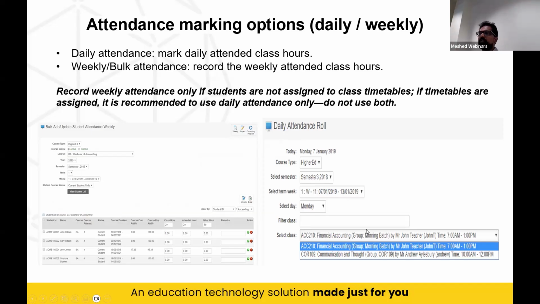You mark the attendance for the time the student has attended the class. And there's one more way of recording the attendance, which is the bulk attendance. For bulk attendance for a particular week, as per compliance requirements, every student has to attend 20 hours of class. So you can record the attendance in bulk for the whole week, and then the attendance gets divided per day. The daily attendance you record for each and every individual class. If it is 8 a.m. to 10 a.m. and the student has attended both hours, then you record the attendance for the specific day and the class.